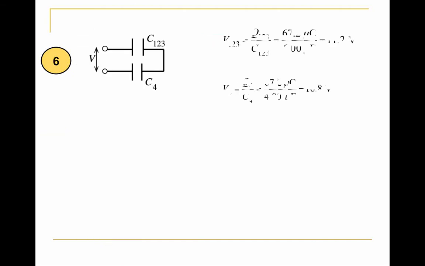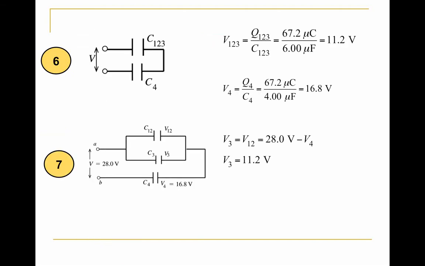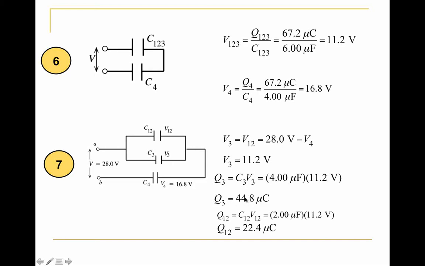67.2. Okay, so once I knew the voltage here, I can calculate Q here, which will be the same for both of them. So V3 is equal to 11.2, and Q3, which I found, is simply C3V3, 44.8. And not only that, I can also find the Q on these, which is simply the combination of them multiplied by 11.2, that's 22.4.